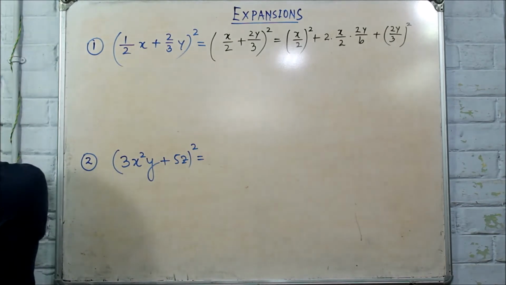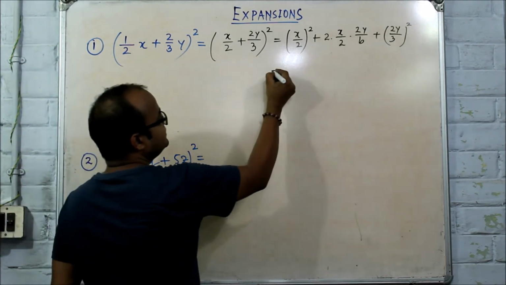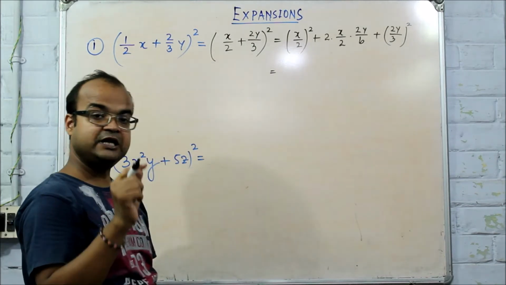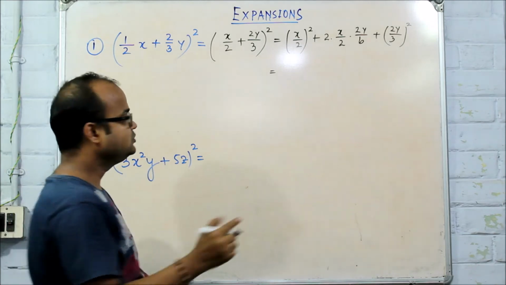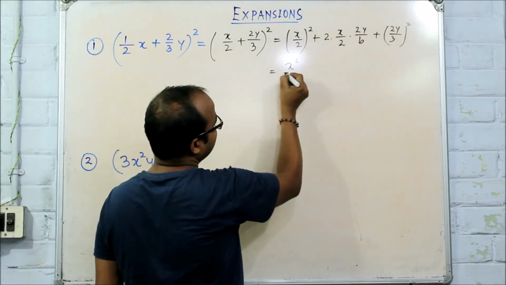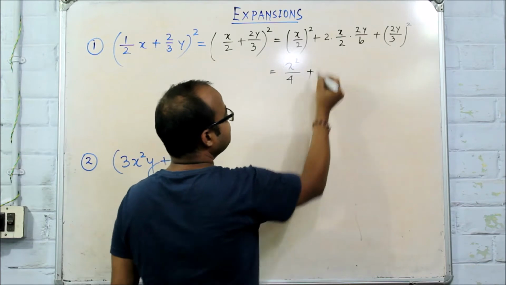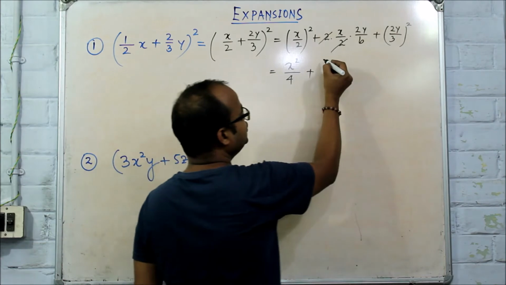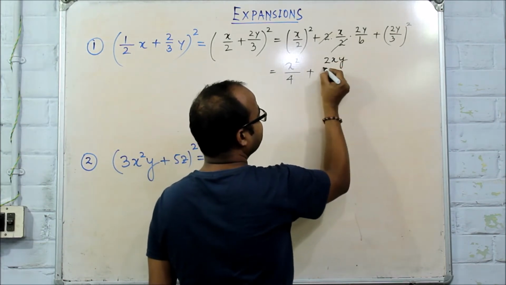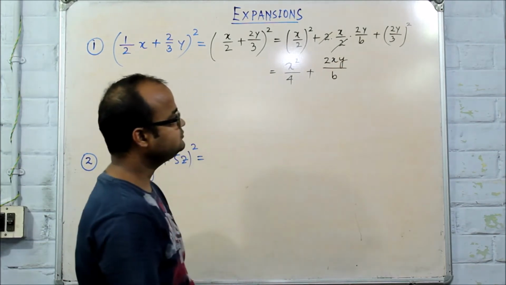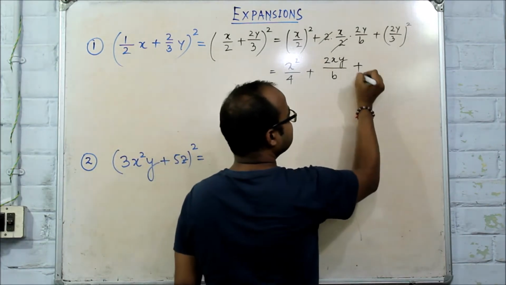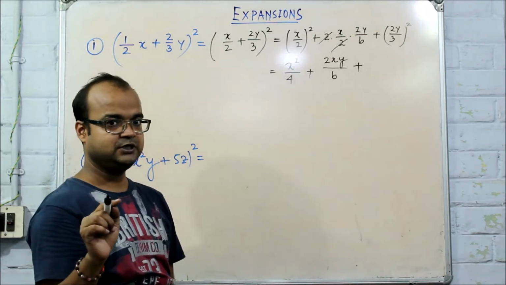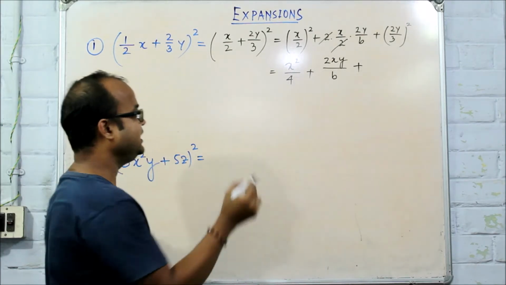Now we simplify. So x by 2 square means x by 2 into x by 2. So this will be equal to x square by 4 plus, now these two and these two will get cancelled, so we will get 2xy by 3, plus 2y by 3 square. That means 2y by 3 into 2y by 3, that is 4y square by 9.